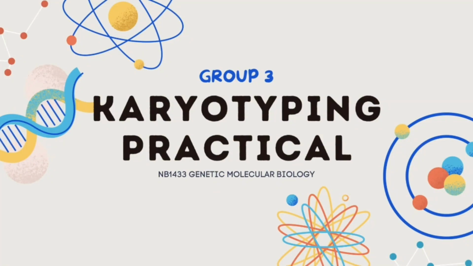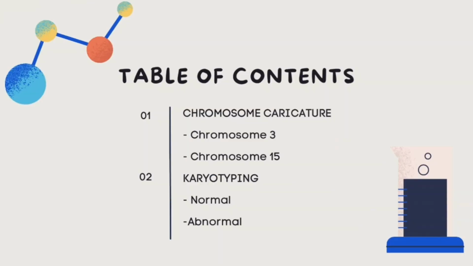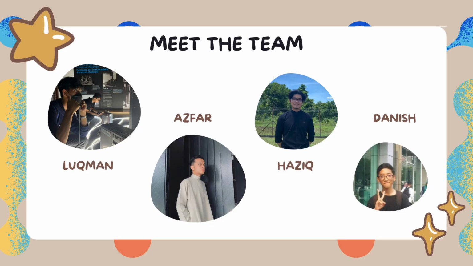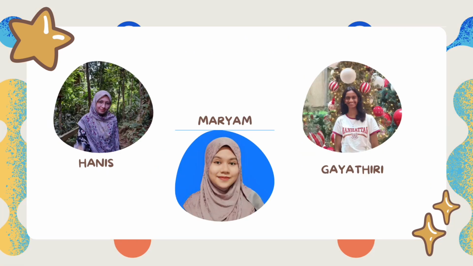Hello, we are from Group 3 and this is our slides for Karyotyping Practical SLP2. In the slides, the contents include the caricature for both chromosome 3 and chromosome 15, and also the karyotyping for normal and abnormal. Our team consists of Luqman as the leader, Asfar, Haikal, Danish, Hanis, Mariam and Gayatri.